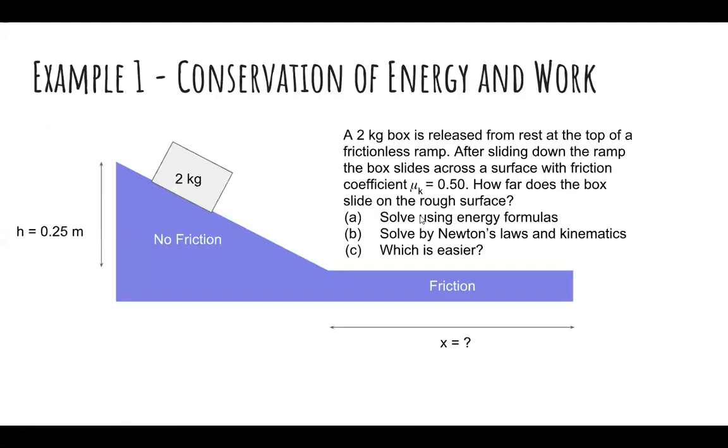Okay, so here we have example 1. A 2-kilogram box is released from rest at the top of a frictionless ramp. After sliding down the ramp, the box slides across the surface with friction coefficient mu k equals 0.50. How far does the box slide on the rough surface? And there's going to be a couple of different ways to solve this, so we're going to do it 2 different ways and then compare and see which one is easier. So what's one way that you think we can solve this, Josh?